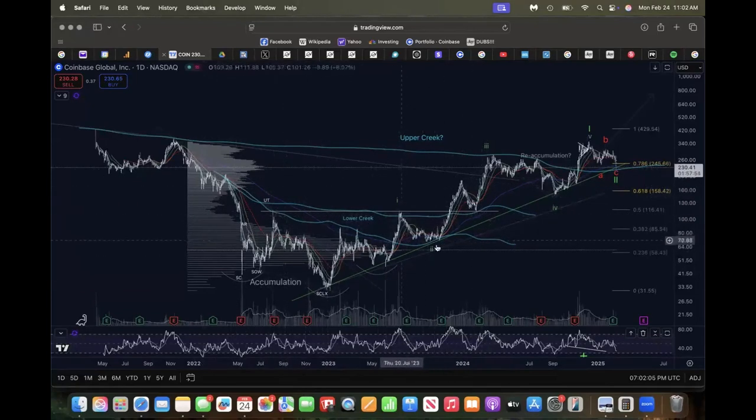And these are not exact sciences. It's just the concept, the idea that this structure right here, this pullback right here should stop in this area right here. There's a number of reasons why it should. There's the all-time demand line right there.